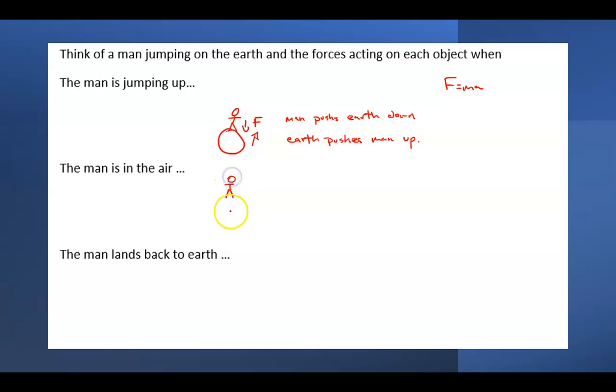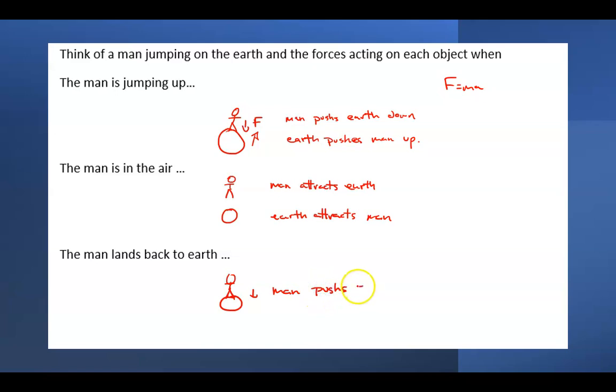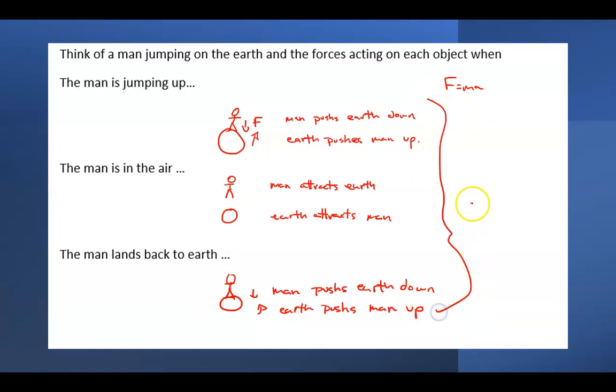When the man is in the air, the man attracts the earth, and the earth attracts the man. When the man lands back onto the earth, the man, again, pushes the earth down. And so the earth will push the man up again. Again, man accelerates more due to a lower mass. And it is a very significantly lower mass than the planet Earth.